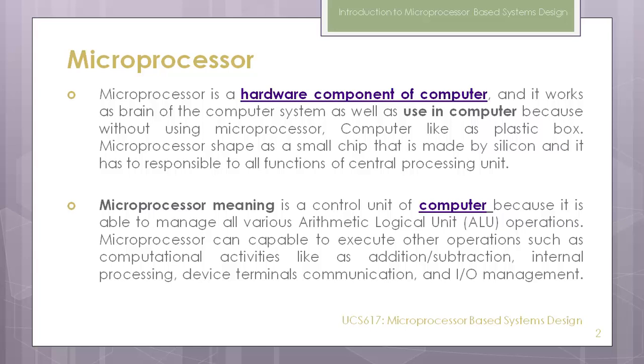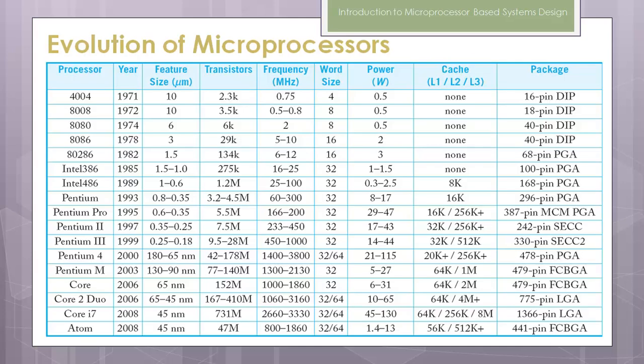Now we will study the second definition of a microprocessor. It is the control unit of the computer, because we have just seen with the help of the block diagram that it is able to manage all the various arithmetic logical unit operations. So it is capable of executing other operations also, such as computational activities like addition, subtraction, internal processing, device terminal communication and input-output management.